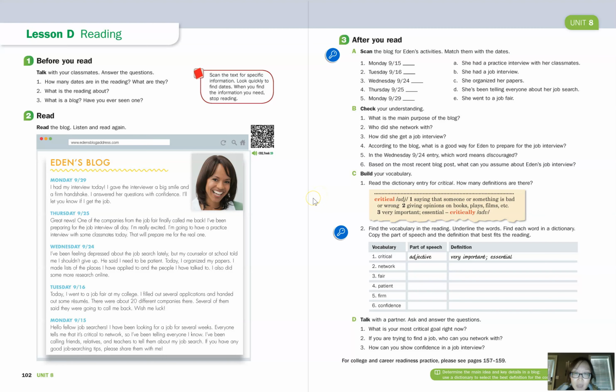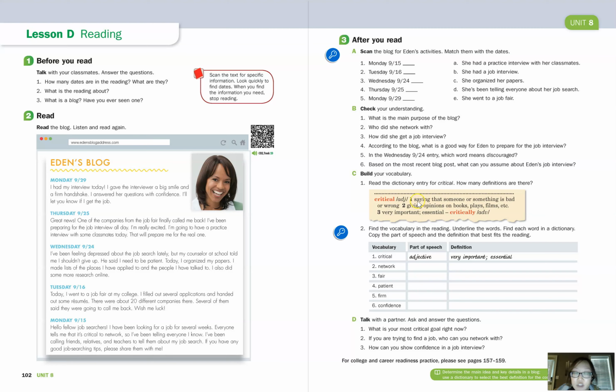Okay? So now let's look at exercise C. Build your vocabulary. Now it says read the dictionary entry for critical. How many definitions are there? So critical is the word, and if you look here in these forward slashes, you can see ADJ, which is short for adjective. So the part of speech is an adjective, and there are 3 definitions. You can say there are 3 definitions.